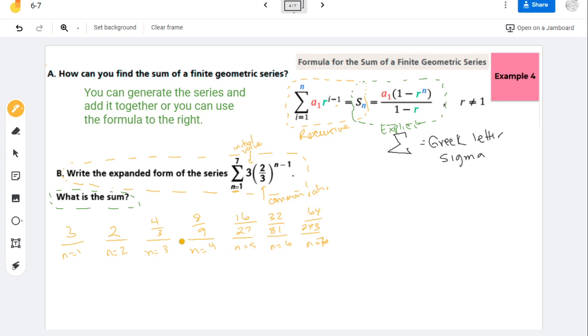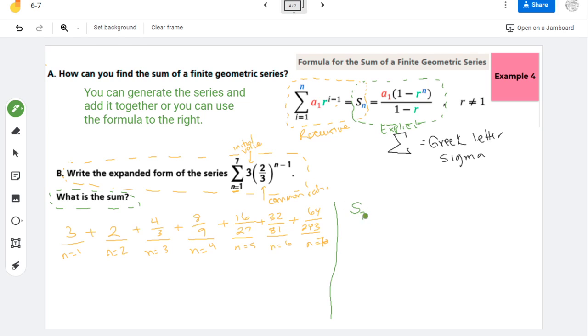Either way, that's the expanded form. Now, to make it a series instead of a sequence, you separate those with pluses. So there is my series. Now, to find the sum, I have two options. I can add together all these fractions, which would suck because they aren't all written with a common denominator. Or I can use this right-hand side of the equation, which is also going to suck, but in a different way. So let's go ahead and try that just so you can see how to use the formula.